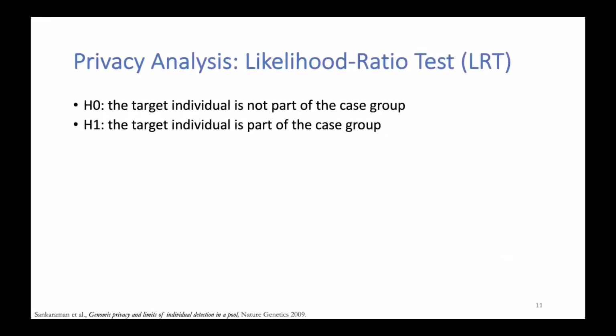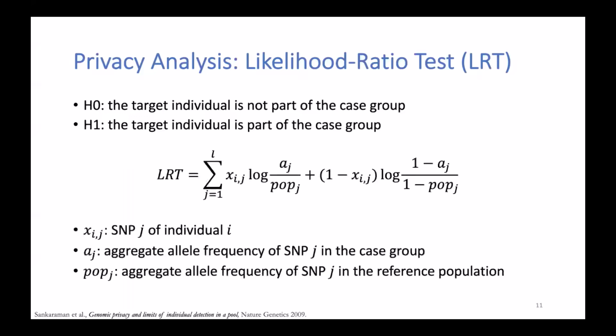To quantify the membership inference risk due to the released statistics, we use the likelihood ratio test by Sankararaman et al. We assume that under the null hypothesis, a target individual is not part of the case group, and under the alternate hypothesis, the target individual is part of the case group. The overall likelihood ratio of an individual can be computed as shown. The aggregate allele frequencies of the case group are provided as part of the GWAS output, while the population allele frequencies can be acquired from public data sources such as 1000 Genomes.